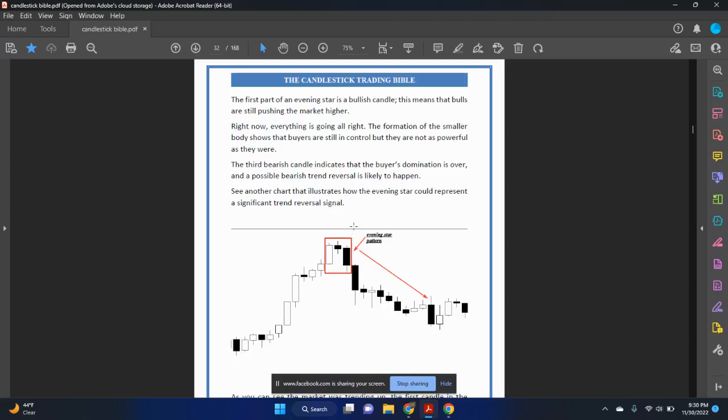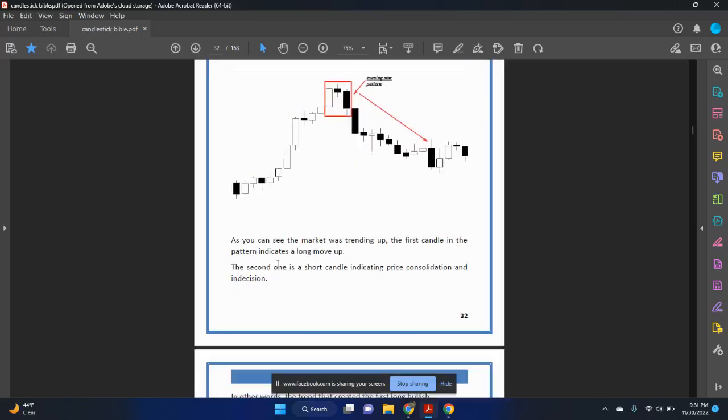See another chart that illustrates how the evening star could represent a significant trend reversal. Here we go. Buyers are taking over the market at that time. The buyers are still present here, but we still have that indication that they are not as powerful as they were. And then here is that large candlestick. It engulfs this, and that's how our evening star is formed.